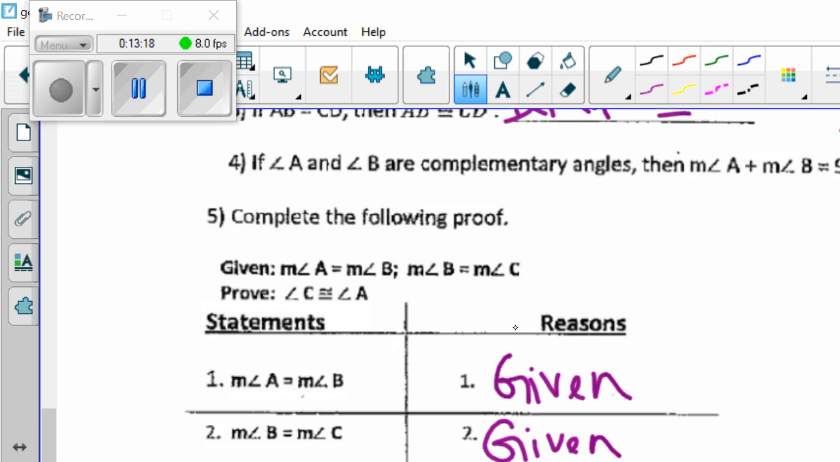Then they changed from equals to congruence. So that's definition of congruence. And then they traded places with the C and the A. So that's symmetric property of congruence. So that's it. That's day 1 of geometric proofs. Not too bad, right? We will practice a lot more of these.